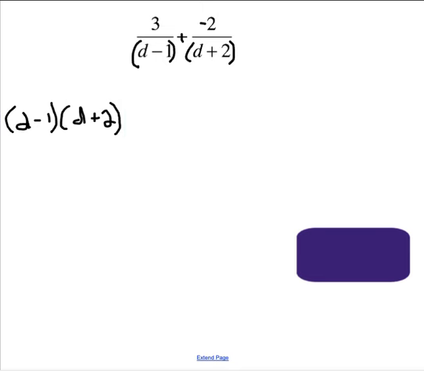So, if I want to make these the same, this denominator needs to be multiplied by d plus 2. And so does the numerator. This denominator on this side needs to be multiplied by d minus 1. And so does this numerator.